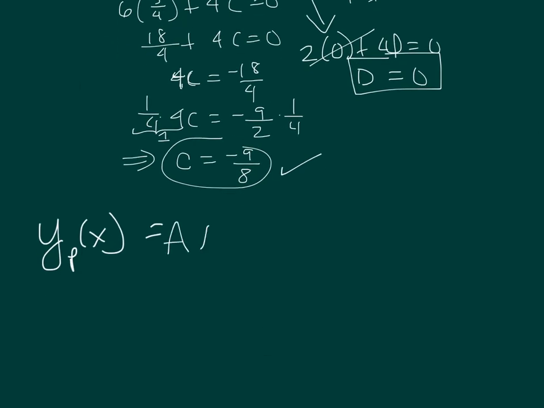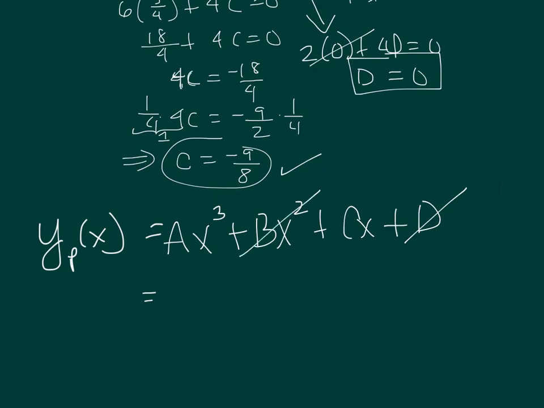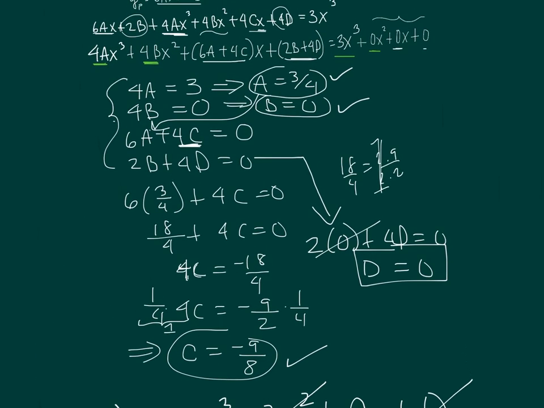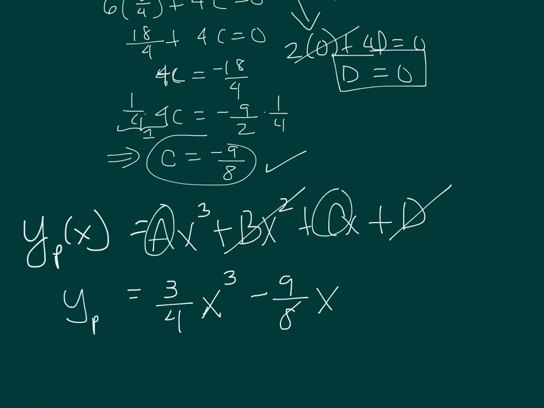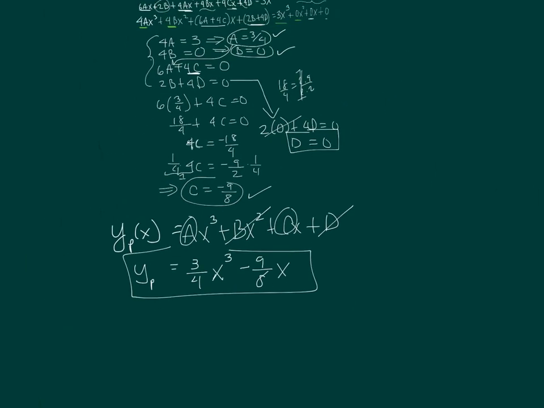So I'm just going to rewrite that. Ax cubed plus bx squared plus cx plus d. And let's just insert what we have. Well, we know d is 0. I think b was also 0, so that's gone. A was, where was a? 3/4. So 3/4 x cubed plus, well, negative 9/8, so it's just negative 9/8 x. I'm just inserting my a and c. So here's my yp.